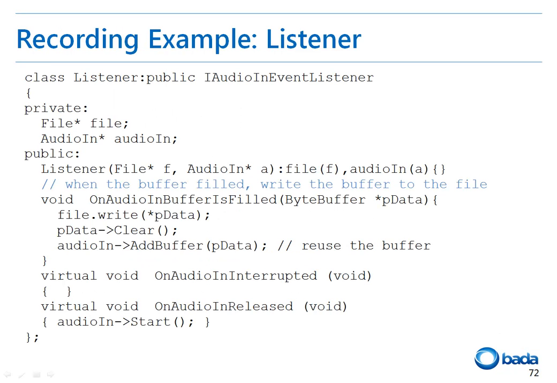First, the listener object is created with a file pointer and an AudioIn pointer. These two values are received from the Construct function of the listener object and set. If the OnAudioInBufferIsFilled function is called, data in the buffer is quickly copied to a file, and the buffer is cleared and added to AudioIn again. As mentioned previously, the OnAudioInInterrupted function automatically stops the AudioIn. The OnAudioInReleased function restarts the AudioIn.